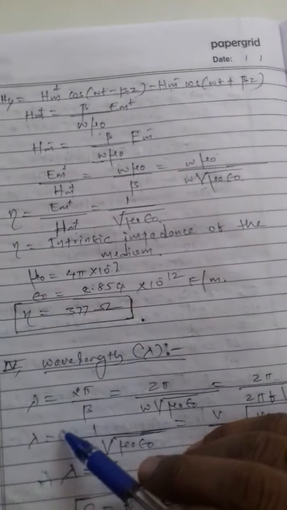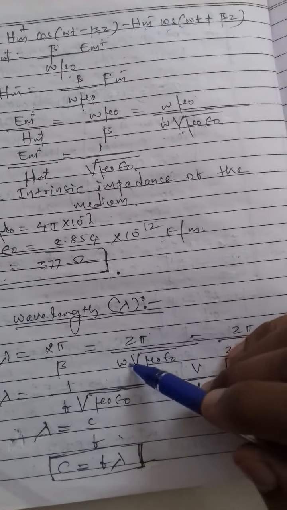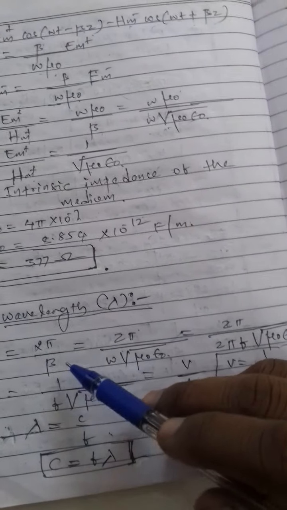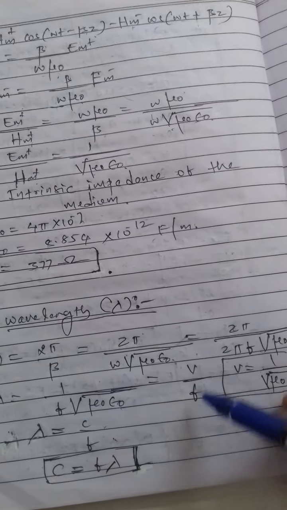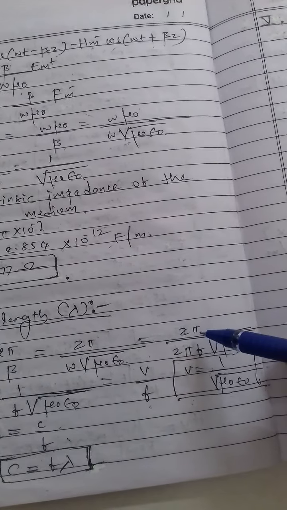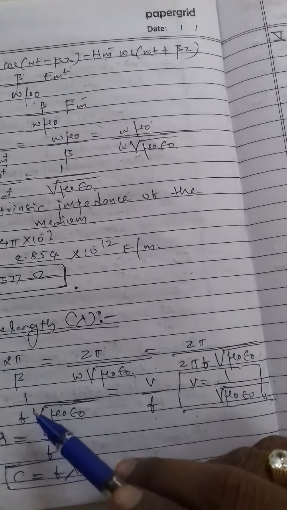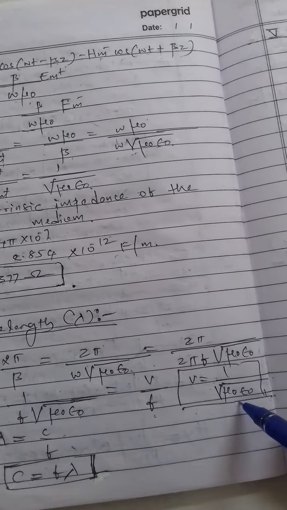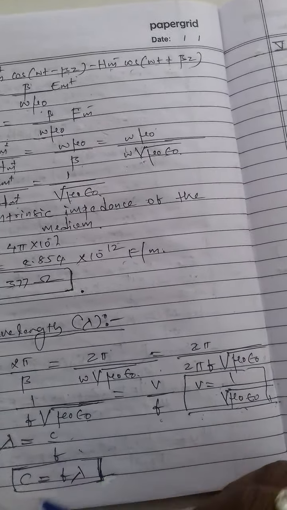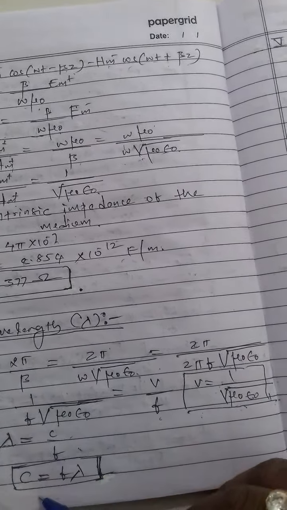The wavelength lambda is equal to 2 pi upon beta, which is 2 pi upon omega square root of mu naught epsilon naught, which is equal to 2 pi upon 2 pi f square root of mu naught epsilon naught. That is 1 upon f square root of mu naught epsilon naught, which is equal to v upon f. Because v is equal to 1 upon square root of mu naught epsilon naught, lambda is equal to c upon f, that is, c is equal to f lambda.